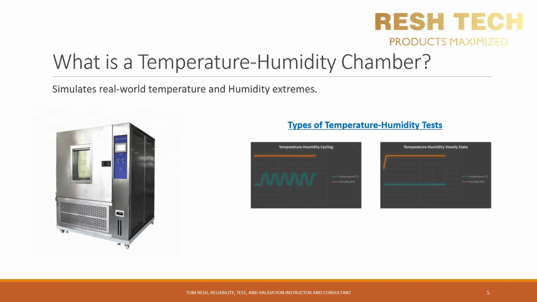Here are two examples of temperature humidity tests. The first is temperature cycling with a constant humidity rate, and the second is constant temperature and constant humidity. There are pitfalls to look out for with temperature cycling and a constant humidity, which we will cover in a later video specifically dedicated to temperature humidity testing.